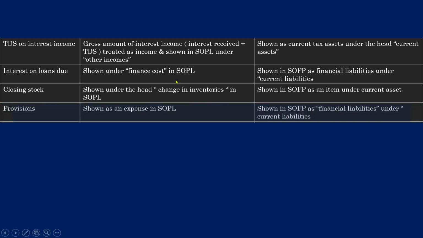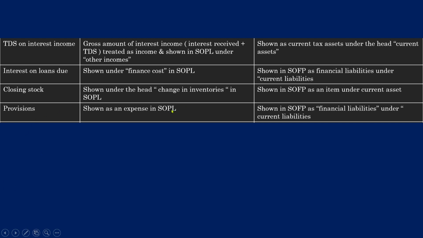Next one, provisions. I have mentioned the provisions previously. Provision means an amount set aside out of our earnings or profit to meet some specific purpose, which is considered as unforeseen contingencies. So how does this provision have to be adjusted?